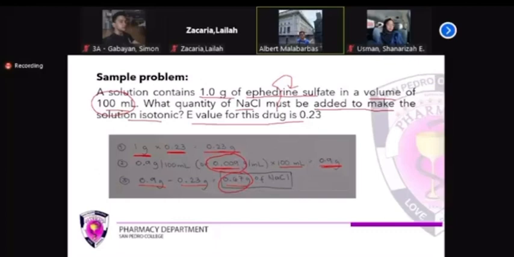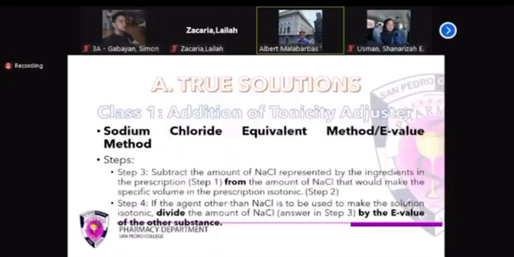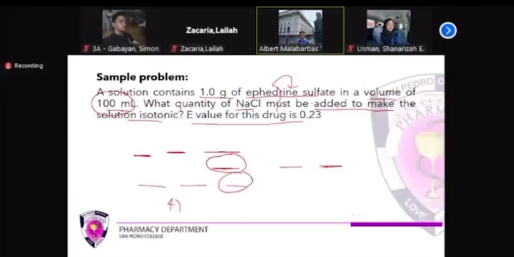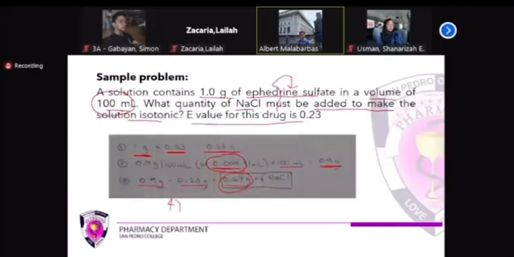grams of sodium chloride. Now, you may wonder, what is our step 4? Step 4 will apply if your isotonicity adjusting agent is not sodium chloride. In this case, our isotonicity adjusting agent is sodium chloride. But if it is not sodium chloride, you will not stop at step 3. You will proceed to step 4.